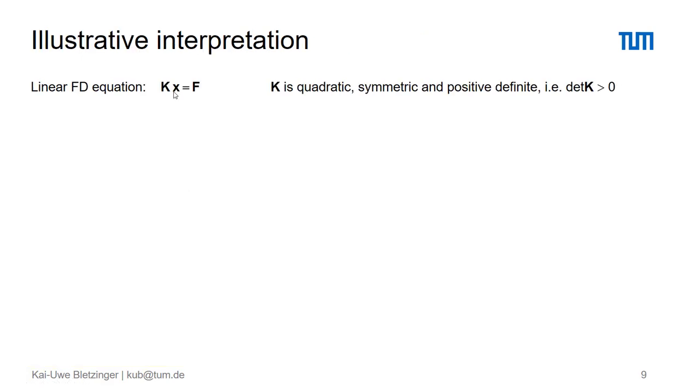What we just have seen in equations can nicely be illustrated in a graphical interpretation. Again, looking at this linear force density equation, k times x equal to f, with the stiffness matrix, the load vector, and the vector of unknowns, where the stiffness matrix, as we just have seen, is quadratic, and in the original case symmetric and positive definite. That means that the determinant of the stiffness matrix is positive. That's the standard case of the classical force density method.